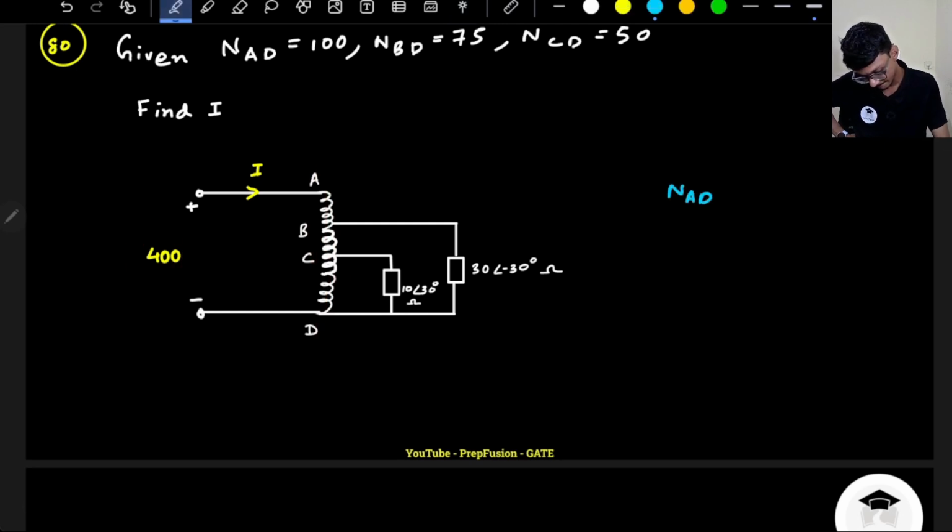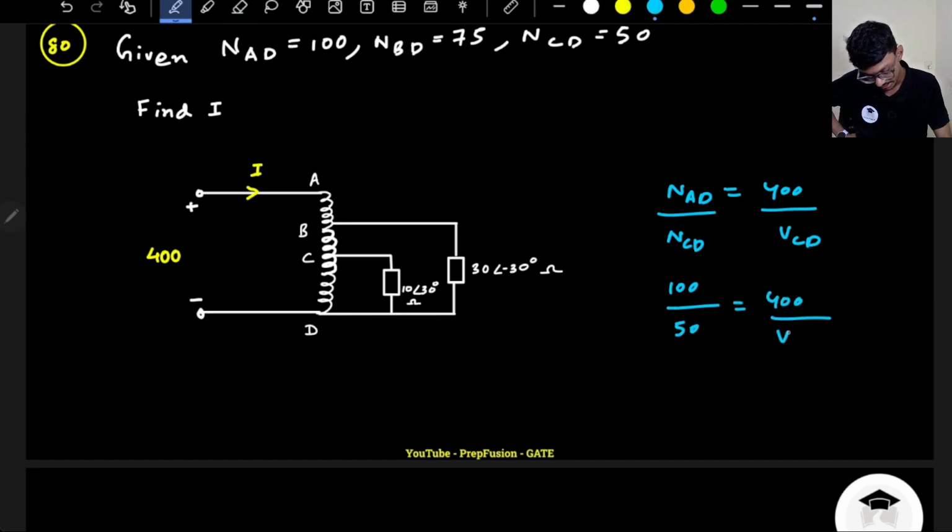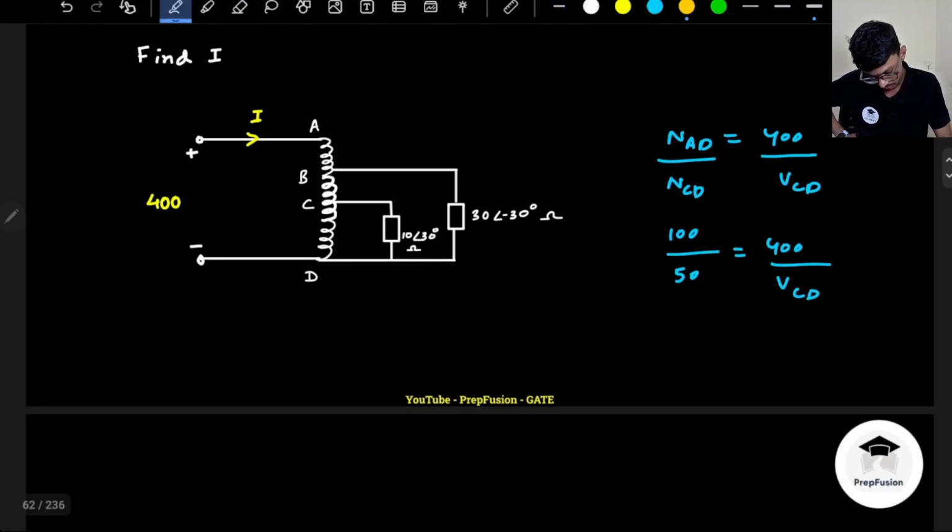So VAD will be equal to 400 volts. Volts per turn is the same. So if I write this upon NCD, this should be what? The voltage across CD. So NAD is 100, NCD is 50. I know this is 400, so I can easily find out the voltage across CD. Okay, so VCD will be equal to 200 volts. VCD is 200 volts.